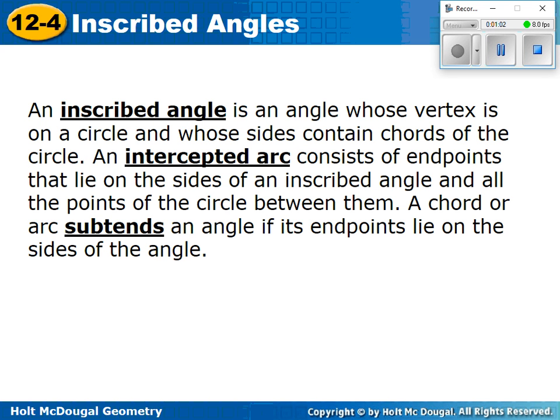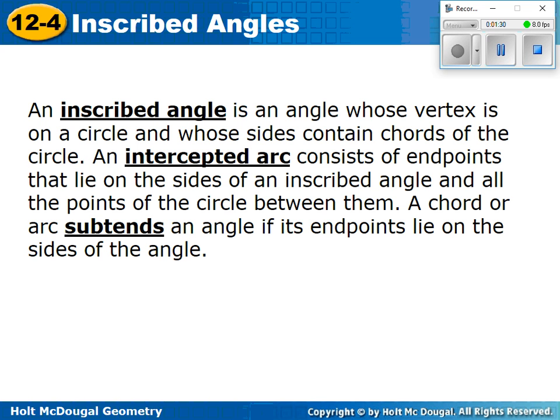This is an inscribed angle because it has its vertex on the circle and it's made up of chords. Okay? When you have an inscribed angle, it creates what we call an intercepted arc. And that is just the arc that is inside the angle. So this right here would be your intercepted arc. I'll put some letters there like A, B, and this is D.